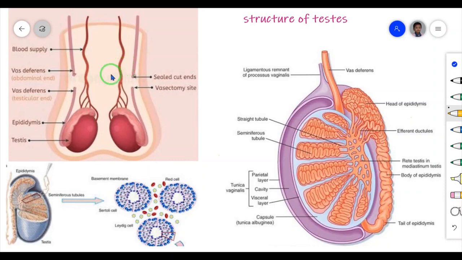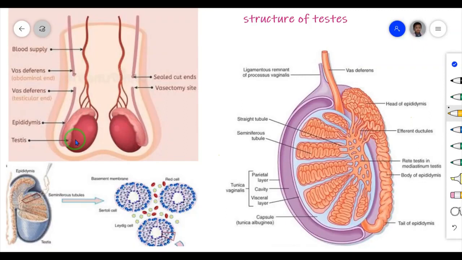The testes are oval-shaped organs which lie outside the abdominal cavity of man in a sac-like structure. See in this diagram, the testis is an oval-shaped organ. It is located outside the abdominal cavity in a sac-like structure, which is known as the scrotum.